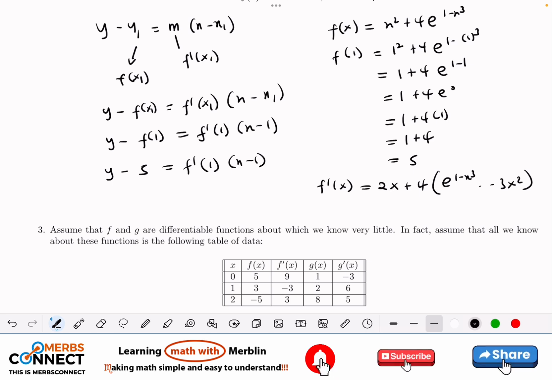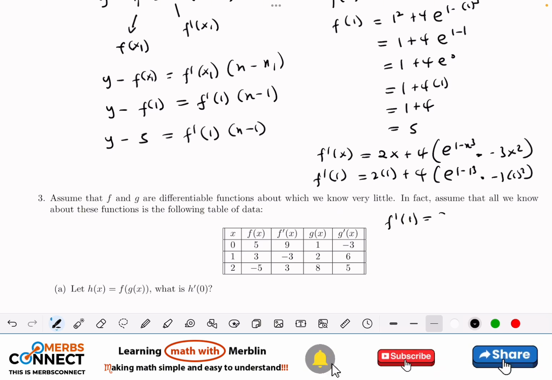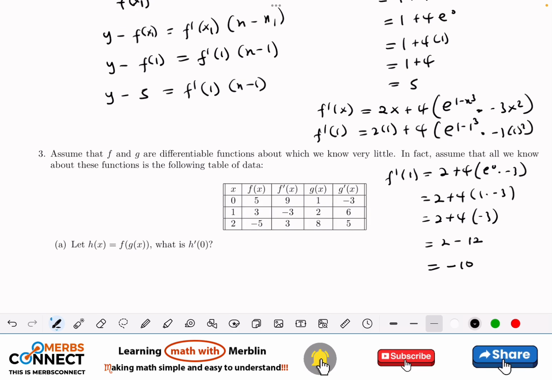For this one, I don't even need to simplify it, I'll just plug in my 1. So I'm going to have 2 times 1 plus 4 times e to the power 1 minus 1 cubed times minus 3 times 1 squared. So let me come down here. I'm going to have f prime of 1 equal to 2 plus 4 times e to the power 0, which is to the power 3, then times minus 3. E to the power 0 is 1, times minus 3. So 2 plus 4 minus 3, this will be 2 minus 12, and this should give us minus 10. I hope I did it right.